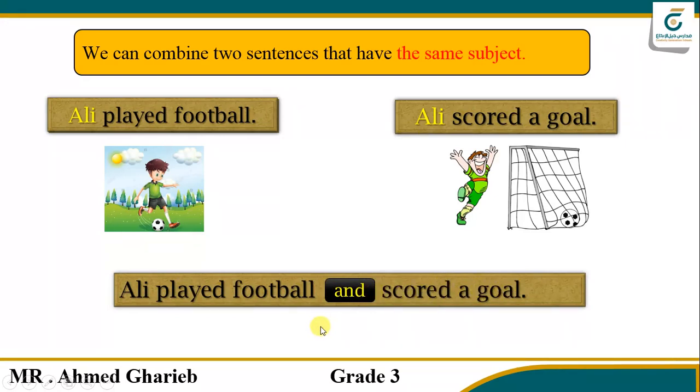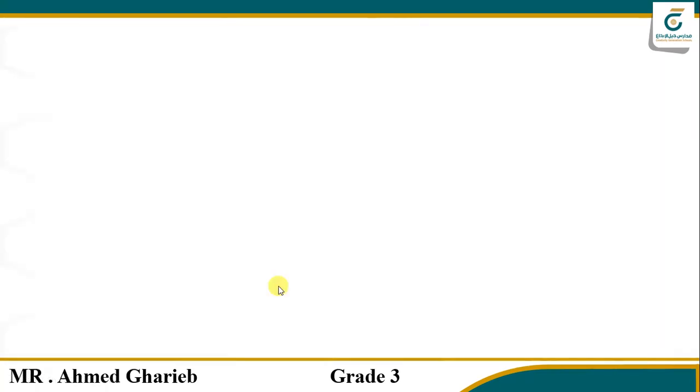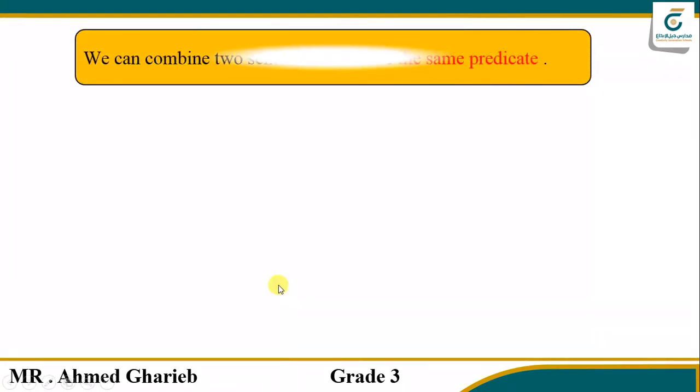If you note here, we didn't add a comma. Why? Because the subject is just one. Ali played football and scored a goal. Okay. We can also combine two sentences that have the same predicate. Do you remember what's a predicate?